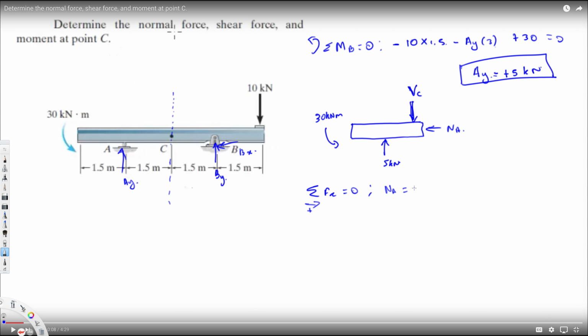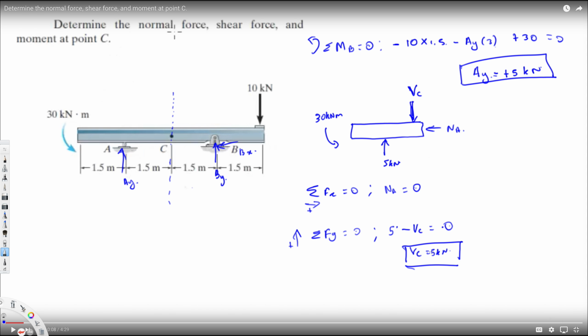Then if I do summation of Fy equal to 0 and take the upper direction positive, I will get 5 kilonewton acting upward, so it's positive, and we have Vc acting downward, so it's negative Vc, equal to 0. Those are the only two vertical forces we have. If I solve for Vc, I will get 5 kilonewton, so it means the direction is right. This is the direction for Vc.